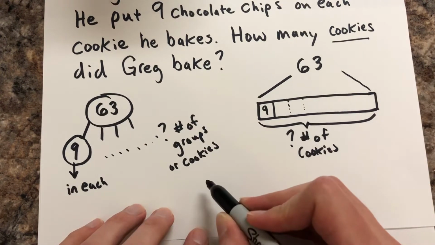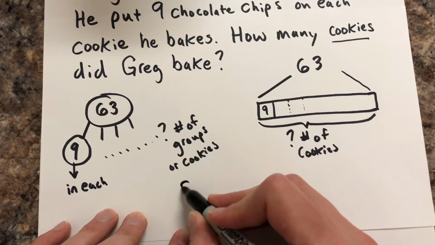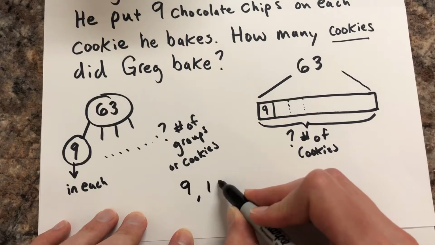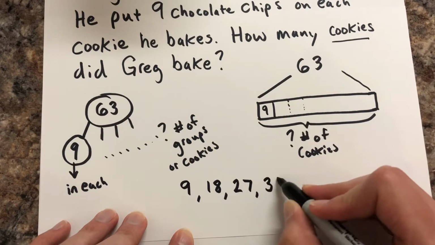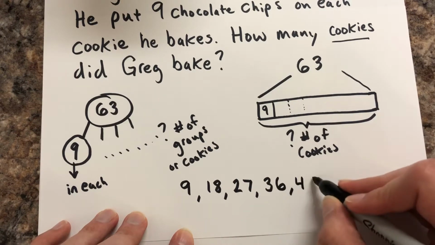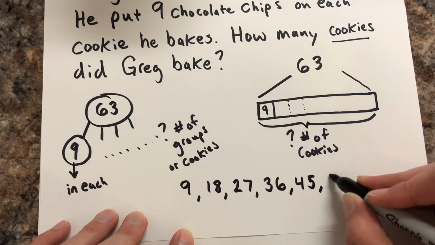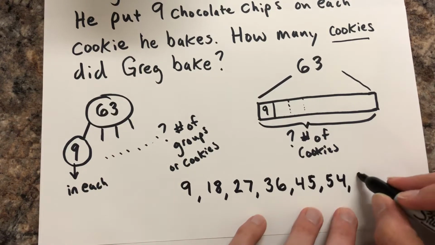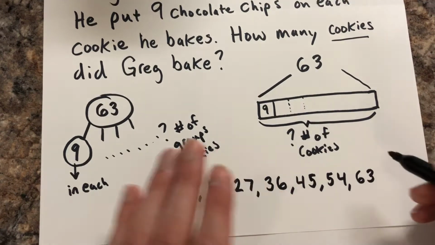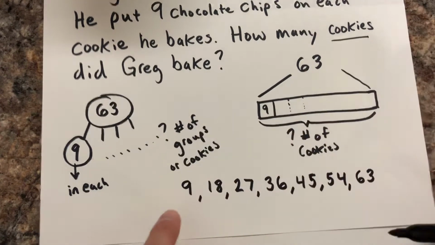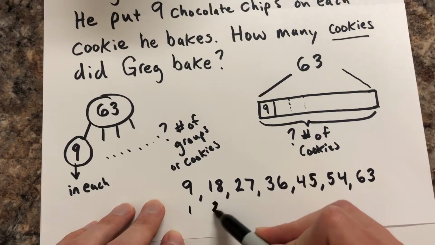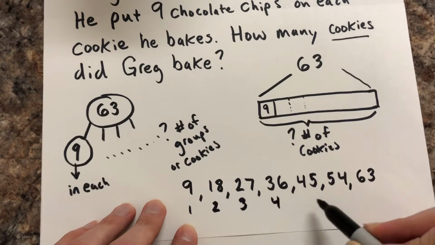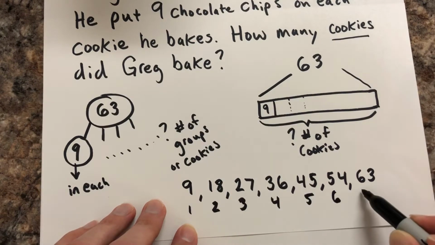All right, so down here, let me model my skip counting. We got 9, 18, 27, 36, 45, 54, 63. Nice. Okay, we got to 63. I ended on 63. Now the question is, how many 9s is that? How many 9s did I count? 1, 2, 3, 4, 5, 6, 7.